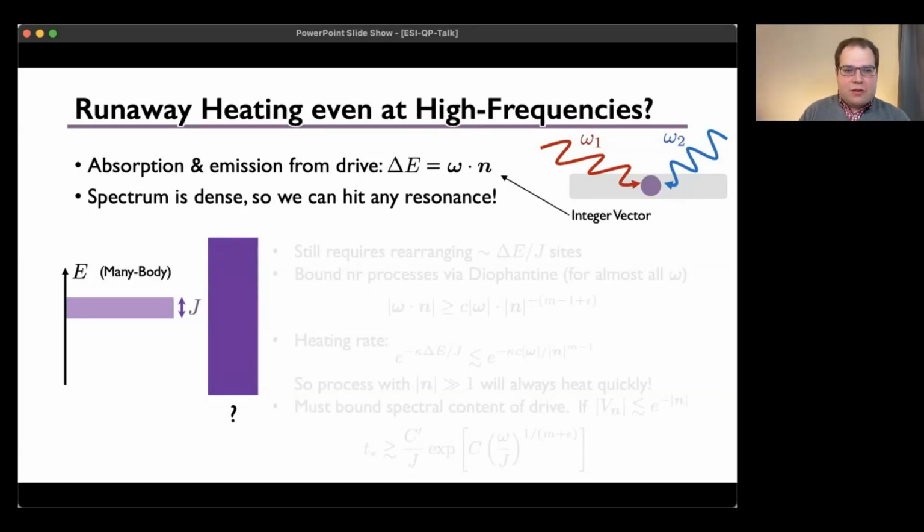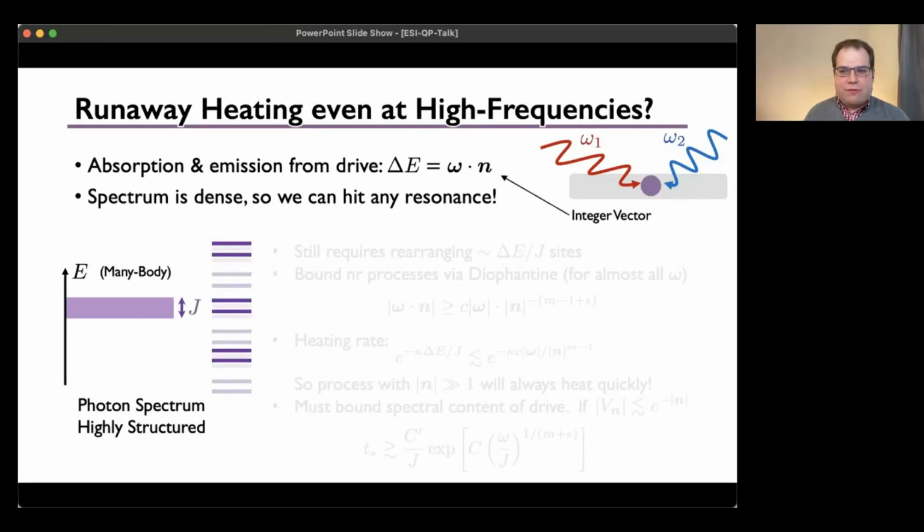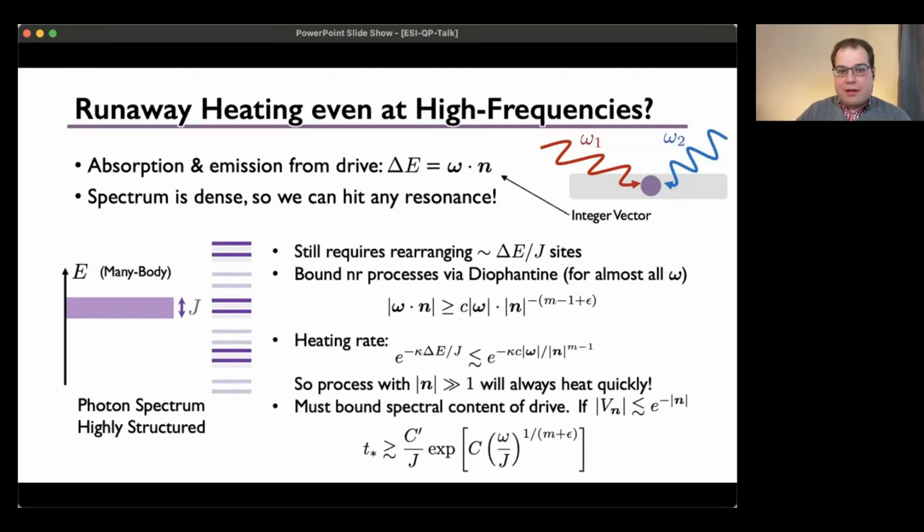Okay, but of course, that's not the end of the story. Because of this higher dimensional structure, the photon spectrum of emission and absorption is actually highly structured. And there's a hope that that high degree of structure interplays in a slightly more subtle way with the different absorption processes. So let me go back to a linear response argument and walk you through how we can get a preheating regime also in the quasi-periodic case. We're still in the case that we're absorbing and emitting photons, and we're still in the case that we are going to require rearranging delta E over J sites in some perturbation theory process.